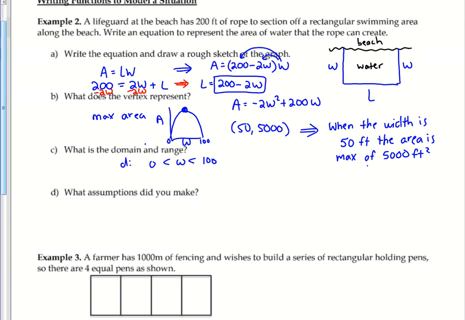So our domain would actually be between 0 and 100. It wouldn't have the equal to symbol, because if you had it equal to 0 or 100, it's not a rectangle anymore. It's just two lines. It doesn't make a rectangle.